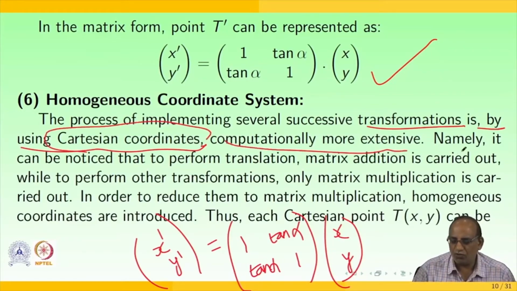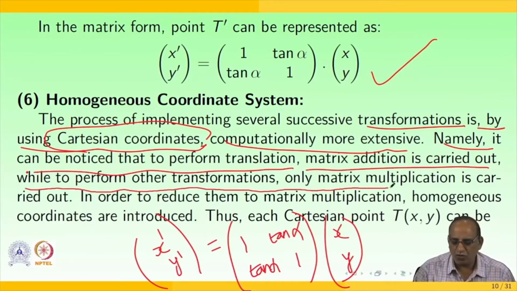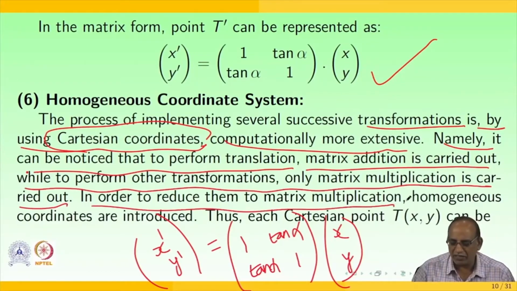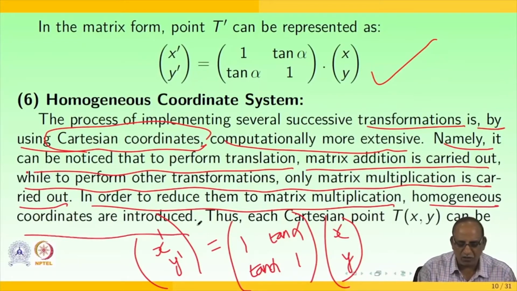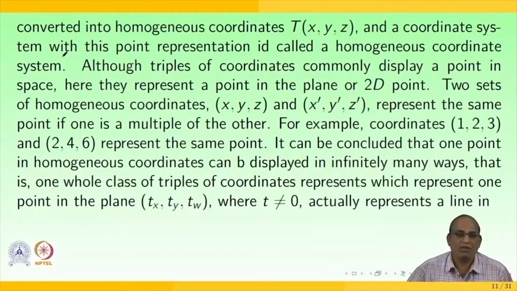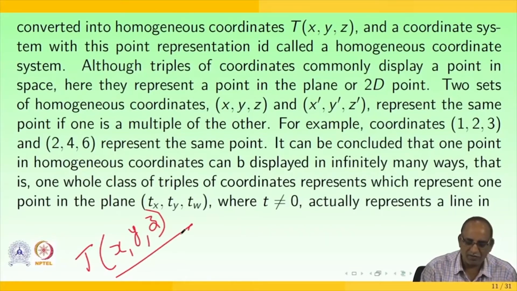Computationally more extensive, namely it can be noticed that to perform translation, matrix addition is carried out, while for performing other transformations only matrix multiplication is carried out. In order to reduce them to matrix multiplication, homogeneous coordinates are introduced. Thus, each Cartesian point T of x, y, that is T of (x, y), is converted to a homogeneous coordinate system, that is T of (x, y, z).